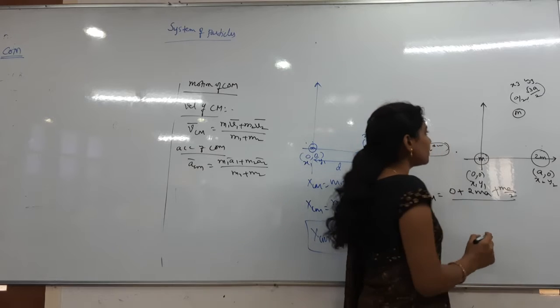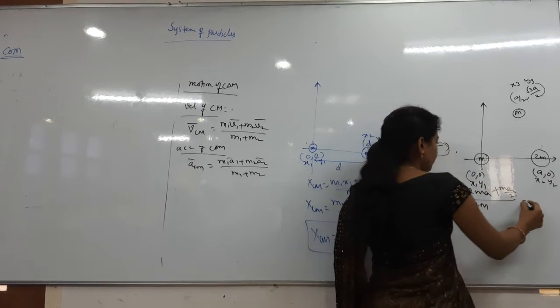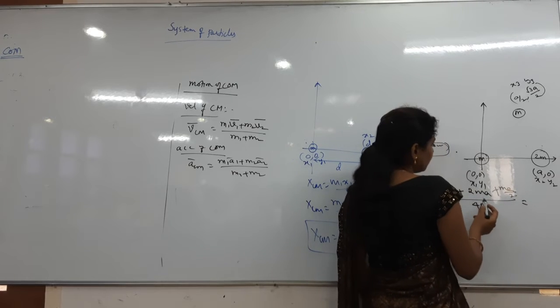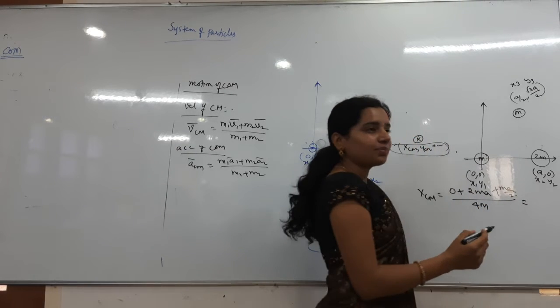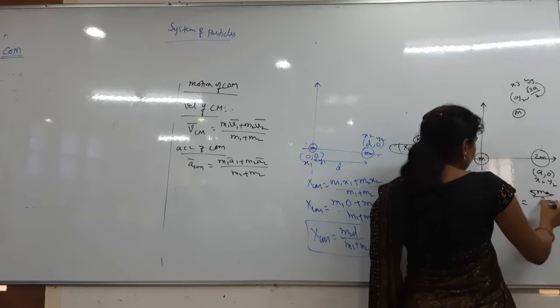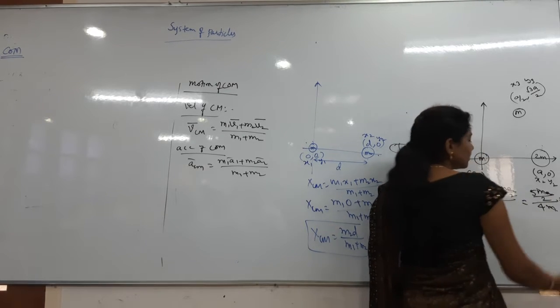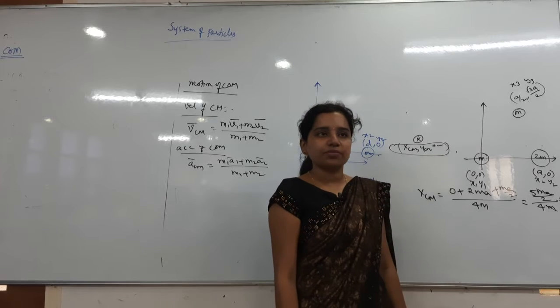That divided by total mass is how much here? m plus 2m is 4m. Then this will be how much here? 2 plus 1 by 2, nothing but that will be 5 by 2. So that 5 ma by 2, that divided by 4m. Then m gets cancelled here. 5a by 8 is the answer. That is the first XCM we will get.